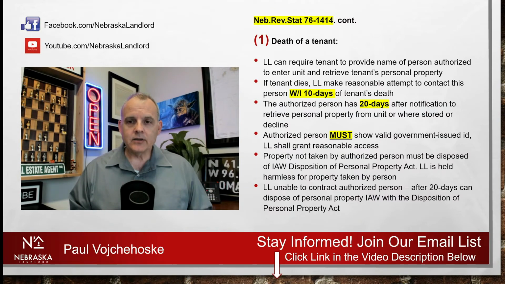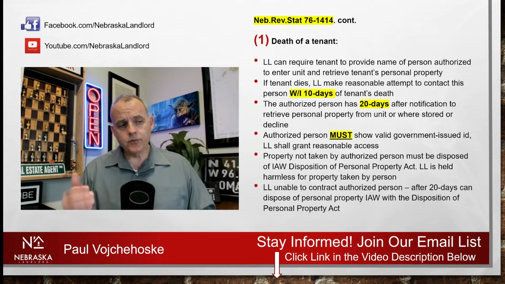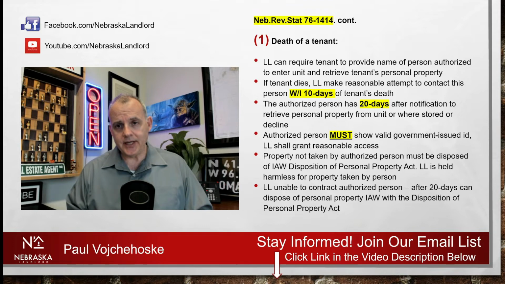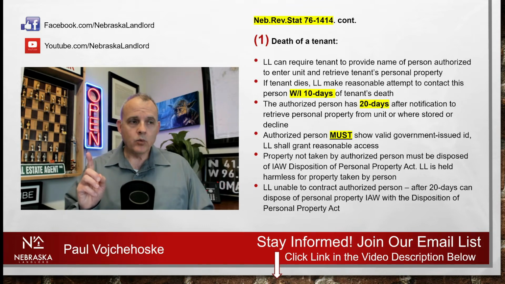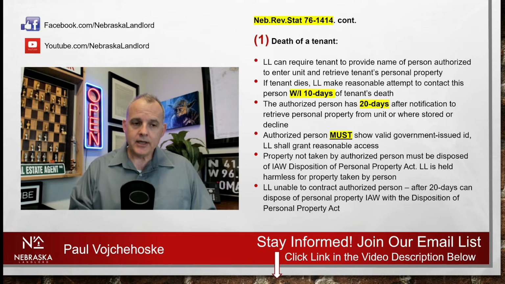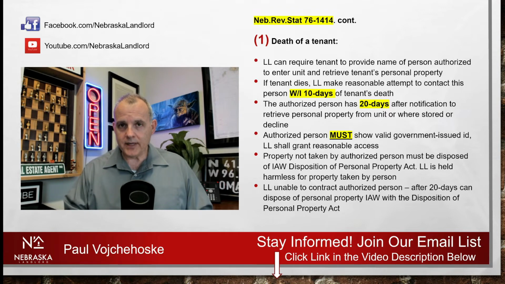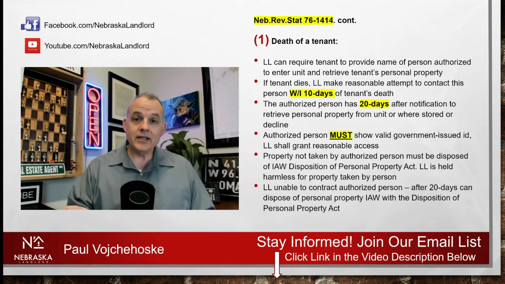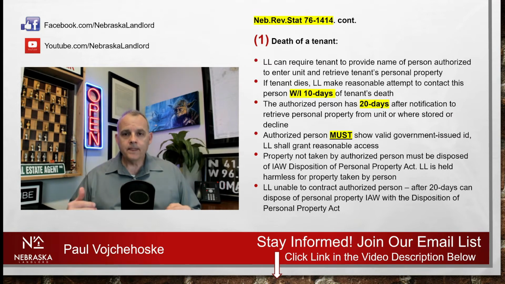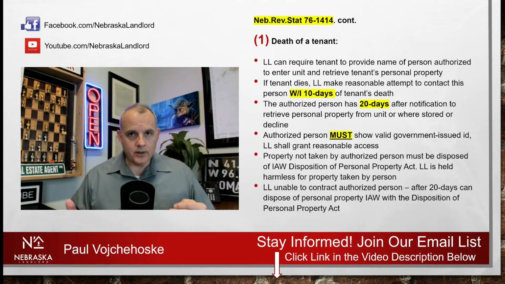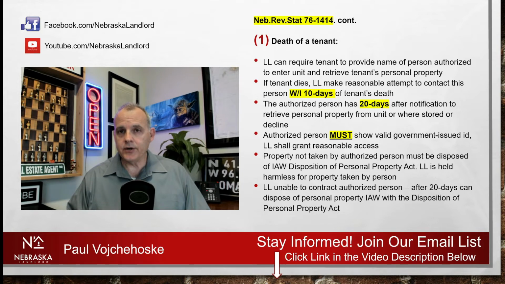If the tenant dies, the landlord must make reasonable attempts to contact that person within 10 days after being notified of the tenant's death. Now, there's only one attempt that's actually required under the statute. However, landlords, please make sure that you document the date and the time that your attempt was made to contact that authorized person and any subsequent attempts to do that. Now, the 10 days, that's so important. Please document, landlords, please document when you were notified and how you were notified of the tenant's death, okay? Because that's what starts that 10-day clock a-ticking.